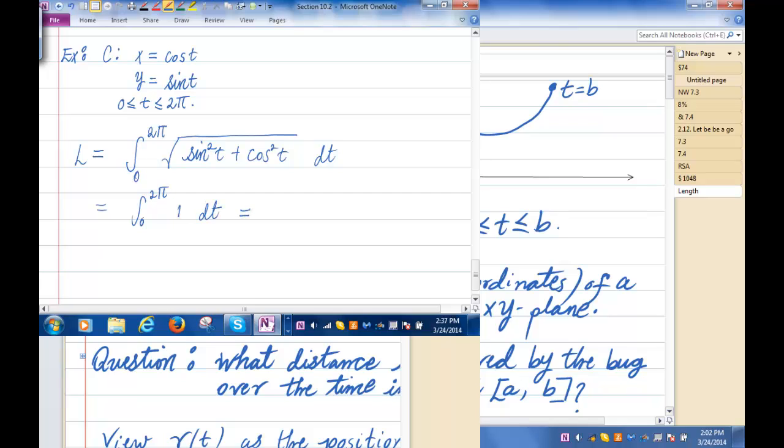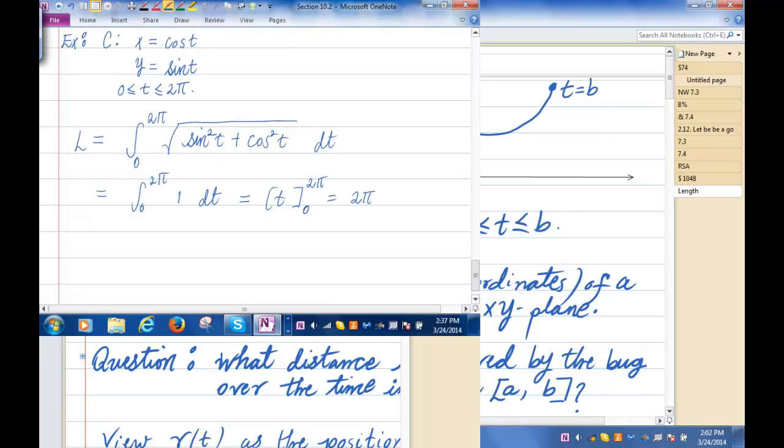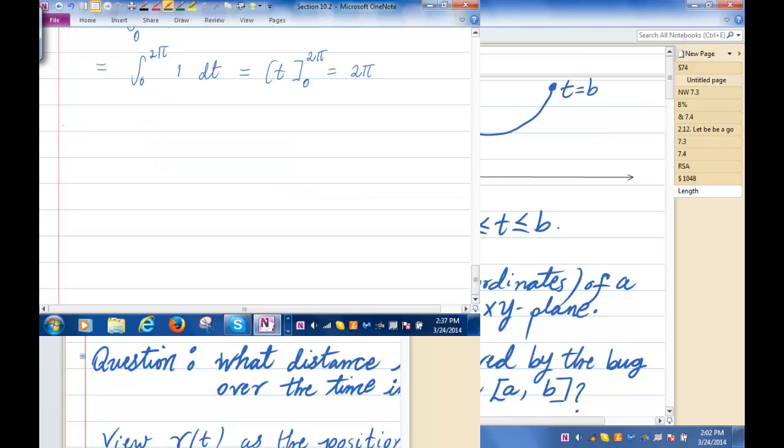And what is that equal to? What's the antiderivative of 1? t. And is that 2 pi? It's 2 pi minus 0, so it's 2 pi. So the length of the circle is indeed 2 pi. So this was an easy example because our integrand simply was 1. Let's look at a little bit more difficult example.